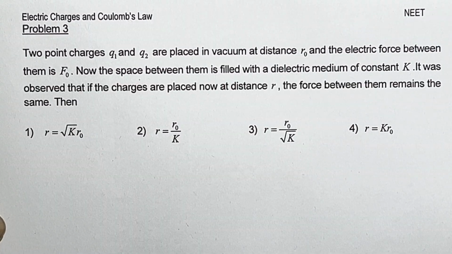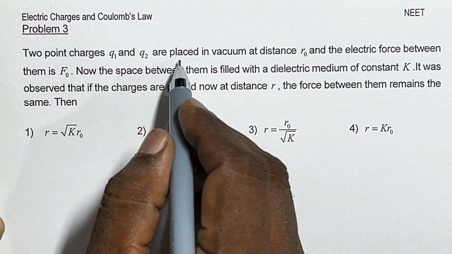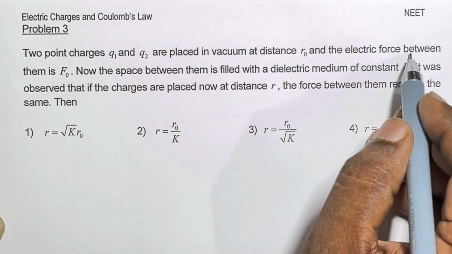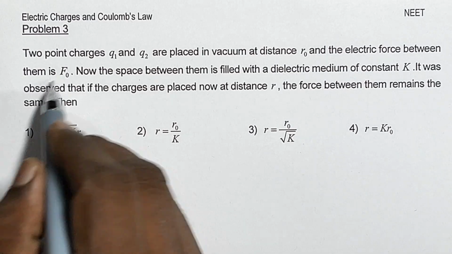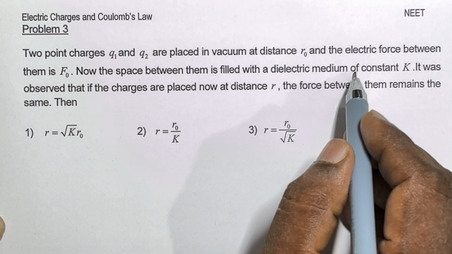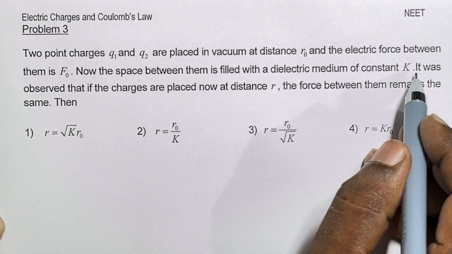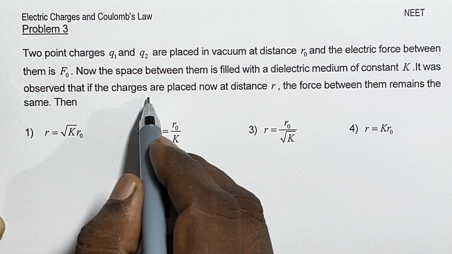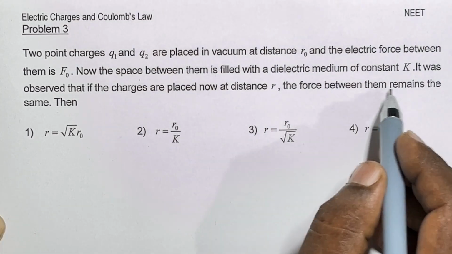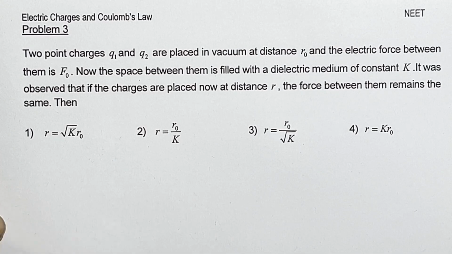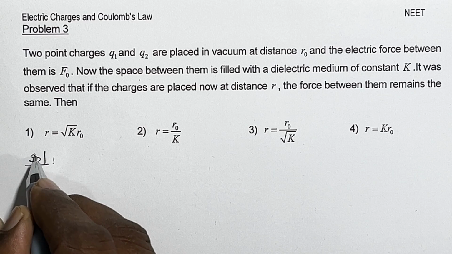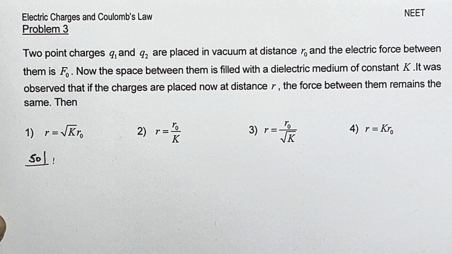This problem: two point charges Q1 and Q2 are placed in vacuum at distance R0 and the electric force between them is F0. Now the space between them is filled with a dielectric medium of constant K. It was observed that if the charges are placed now at distance r, the force between them remains the same. Then the relation between small r and R0 we have to establish.